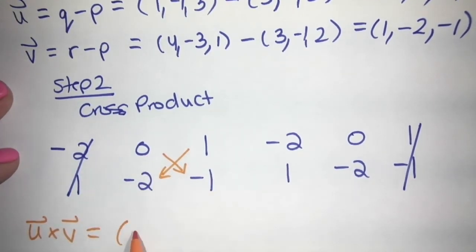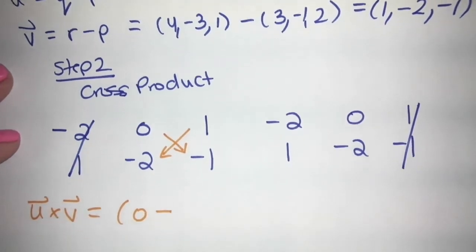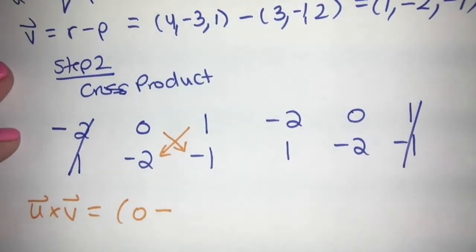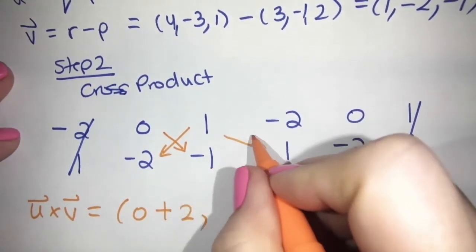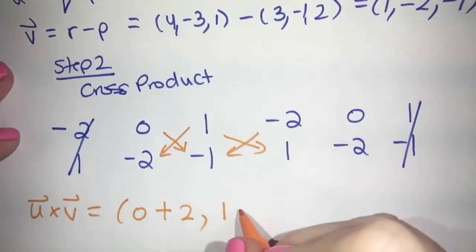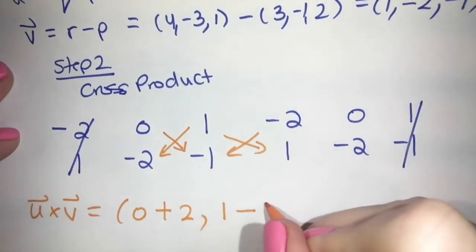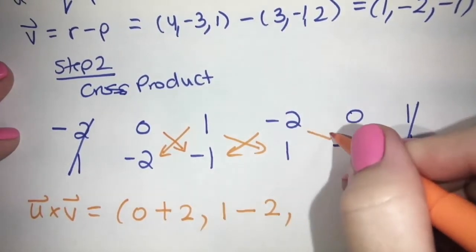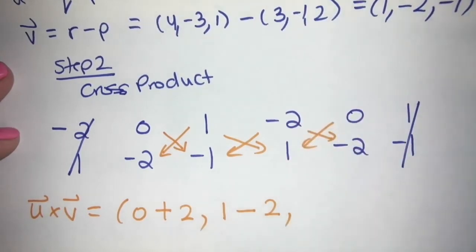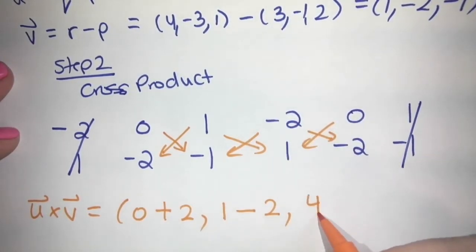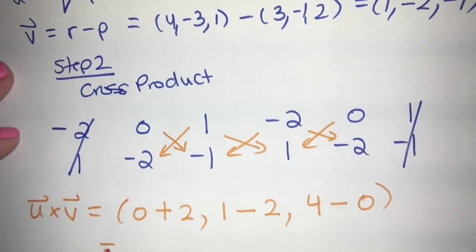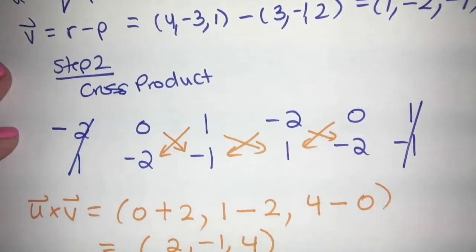0 times anything is 0, minus from the formula, 1 times -2 is -2, so subtract a negative is +2. In the middle component here, we get 1 times 1 is 1, minus from the formula, -2 times -1 would be 2. And the last component here, multiply down and right, -2 times -2 is 4, minus 0 times 1 is 0. So for U cross V, we're going to get (2, -1, 4).